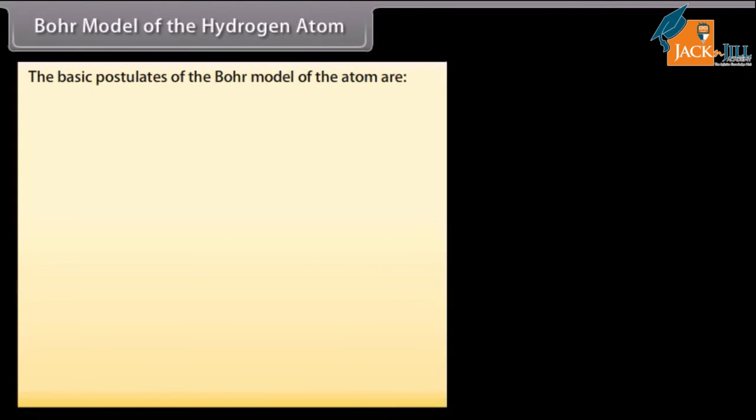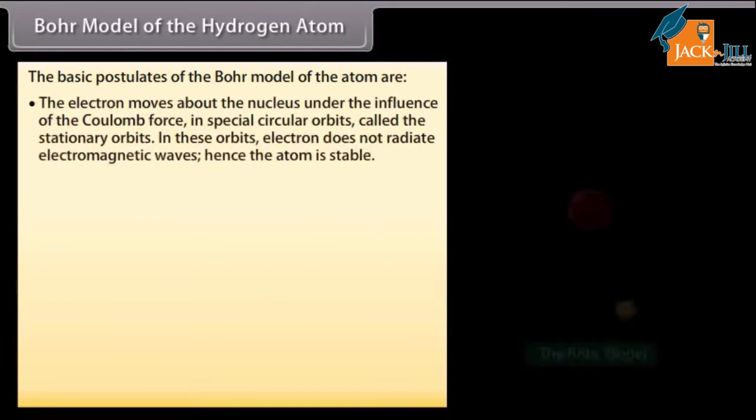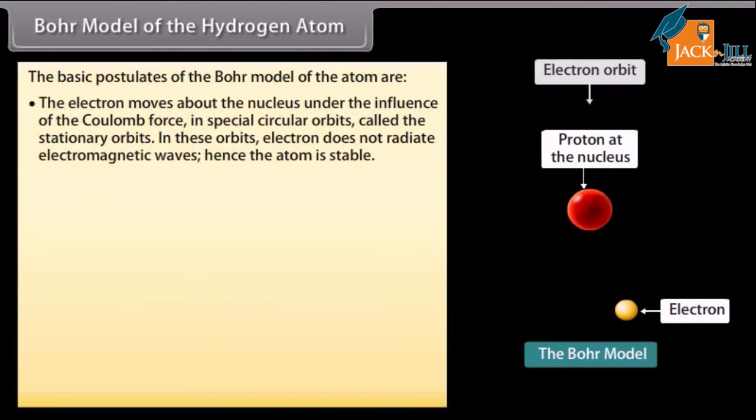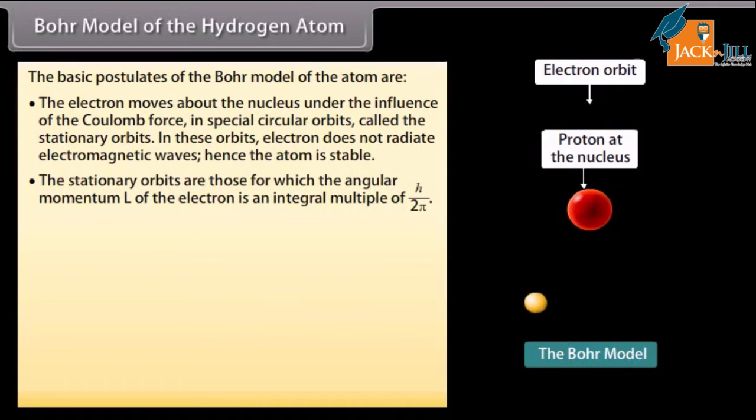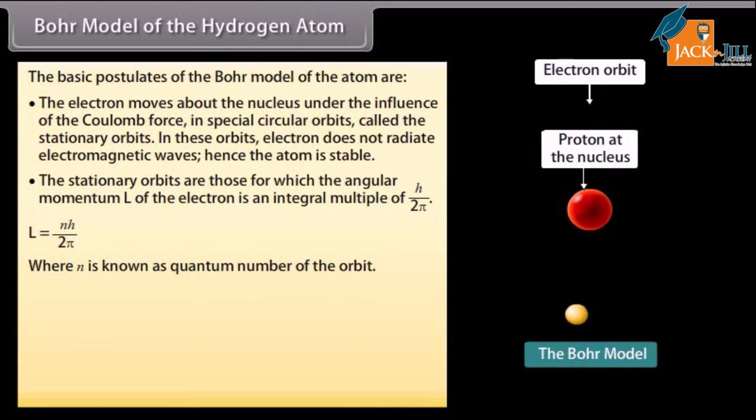Bohr model of the hydrogen atom. The basic postulates of the Bohr model of the atom are: the electron moves about the nucleus under the influence of the Coulomb force in special circular orbits called the stationary orbits. In these orbits, the electron does not radiate electromagnetic waves, hence the atom is stable. The stationary orbits are those for which the angular momentum L of the electron is an integral multiple of h/2π. L equals nh/2π, where n is known as the quantum number of the orbit and h is Planck's constant.